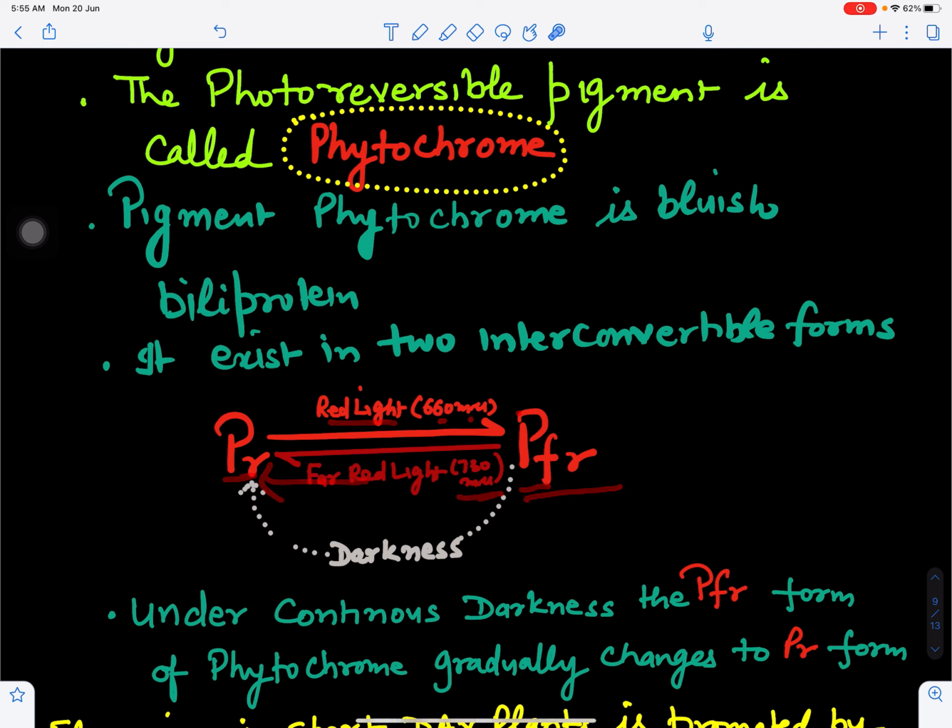So they are interconvertible. So under continuous darkness, supposing the dark period is not interrupted at night, the PFR form in the morning will change to PR form, which results in flowering. And how exactly this flowering is occurring by the phytochrome pigment will be discussed in the next video.